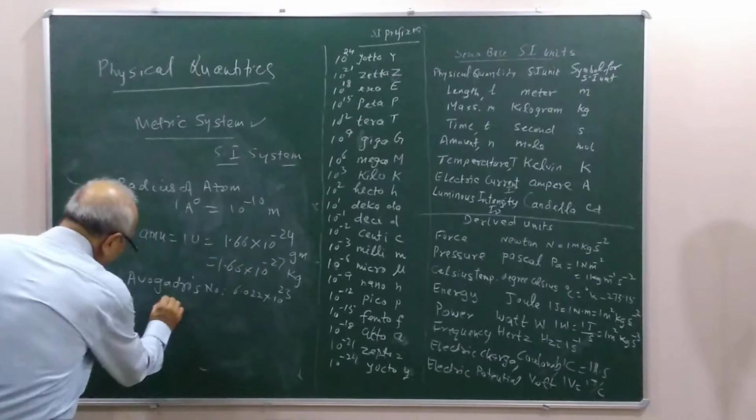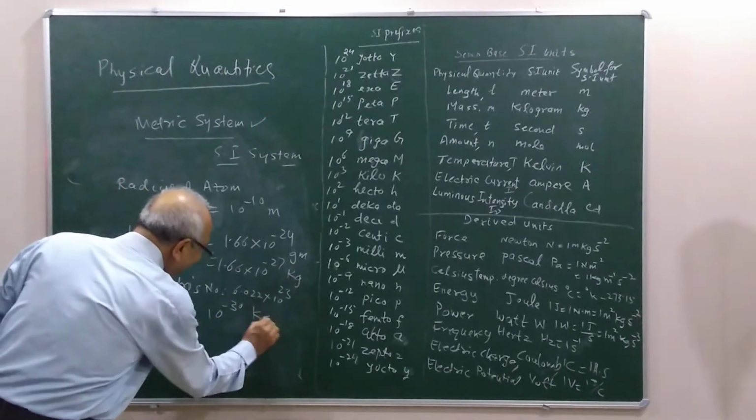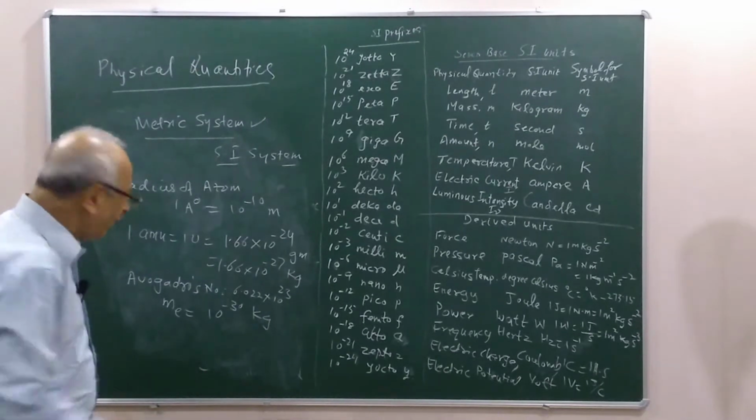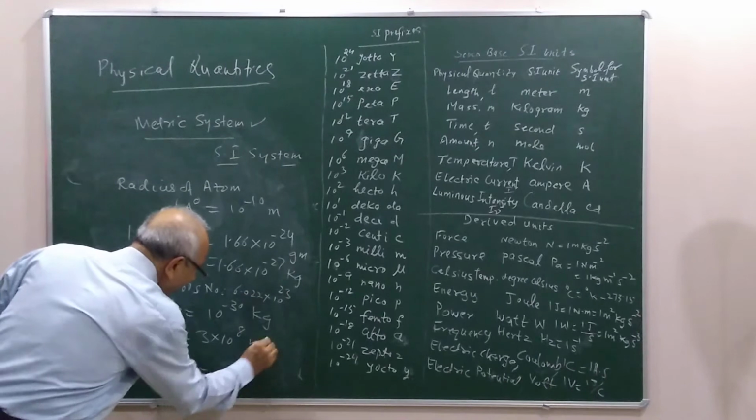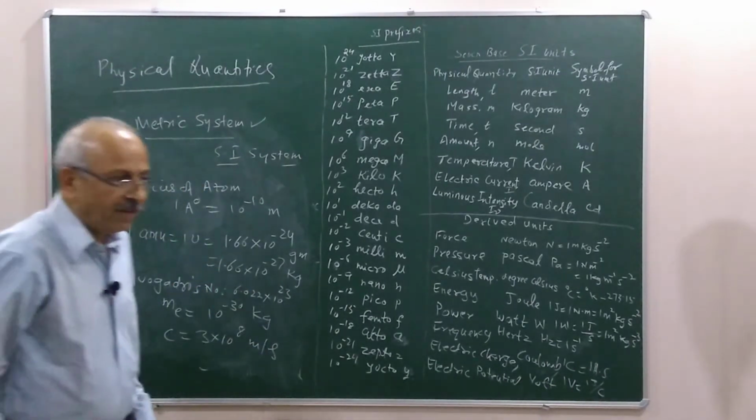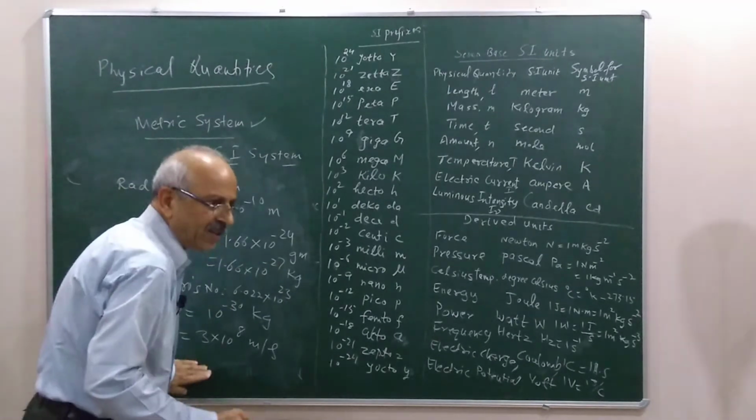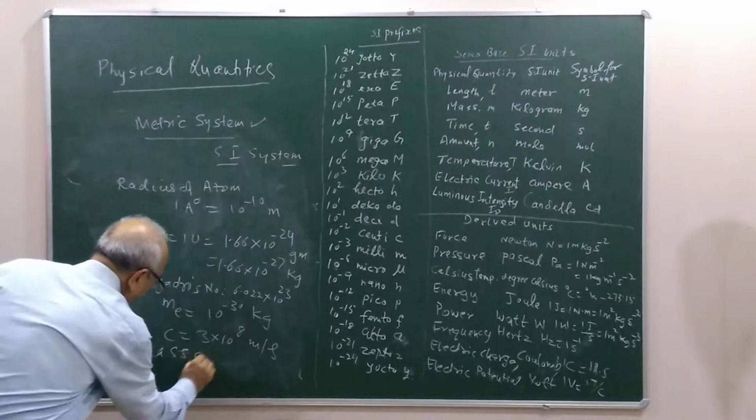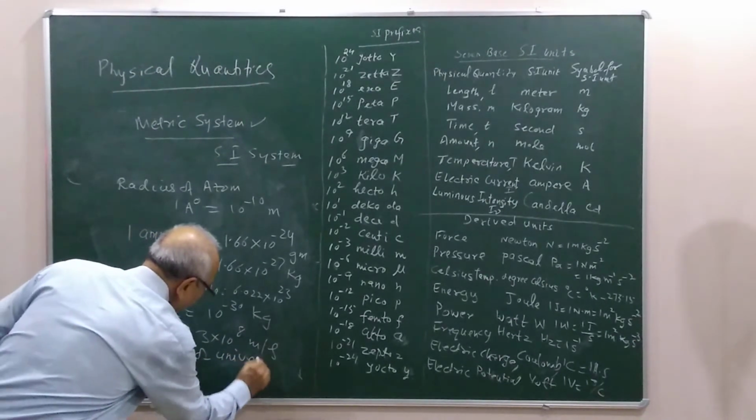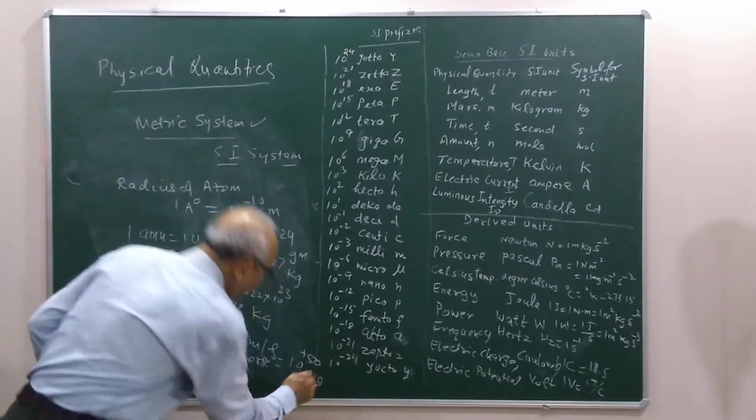If I talk of the mass of the electron, you are talking of a number of the order of 10 minus 30 kg. If I talk of the velocity of light, you are saying 3 into 10 power 8 meters per second. If I talk of the mass of the universe, you are saying this is of the order of 10 power plus 50 kg.